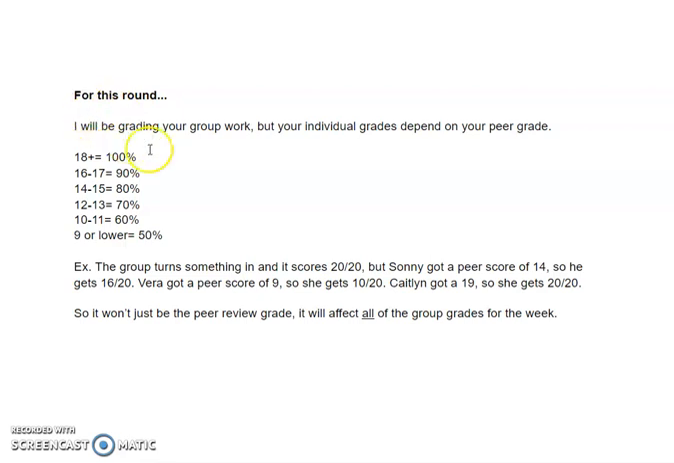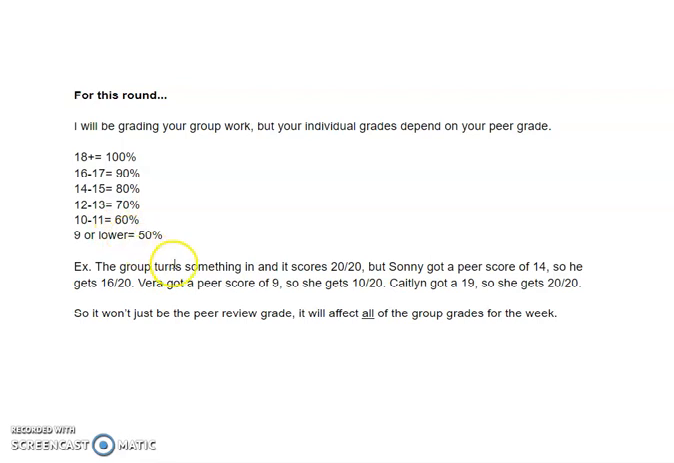So for this round, I will be grading your group work, right? When your group turns in a document or a slide that you've been working on together, that's going to get a score. But your individual grades that are going in the grade book depend on your peer grade, so I have to wait to put those grades in until after I get your peer grade results. Basically, if your peer score is an 18 or above, that means you've done really, really well. You're getting the full value of your group work score. But if your rating is a little bit lower, then you're going to lose percentage points based on your group's rating of you.